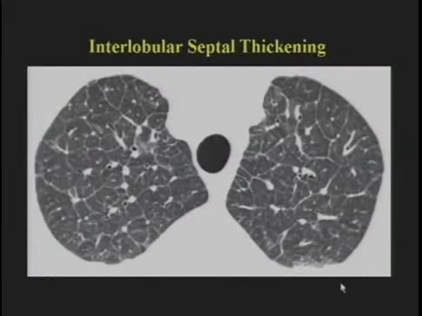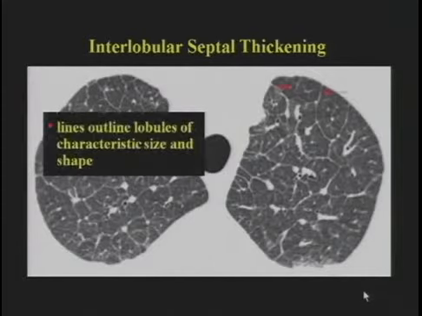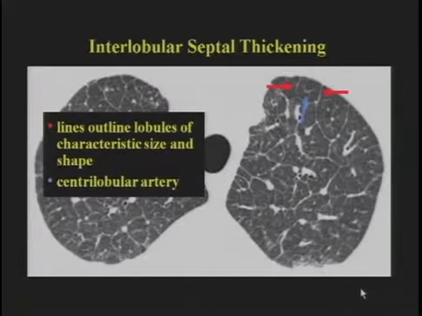Now, this is the high-resolution CT finding of interlobular septal thickening. What we identify is a reticular pattern, and we can identify this reticular pattern as due to interlobular septal thickening because the lines we see outline what we can recognize as pulmonary lobules because of their characteristic size and shape. One of the ways we recognize these as lobules is the centrolobular artery, which is usually visible as a dot or branching structure in the center of what you think is a pulmonary lobule.